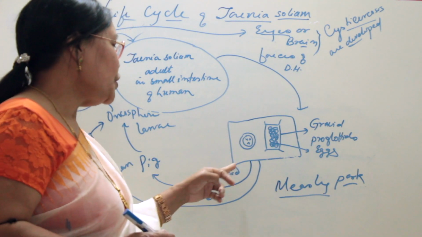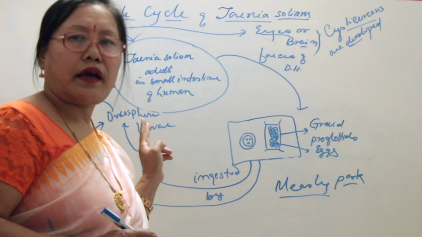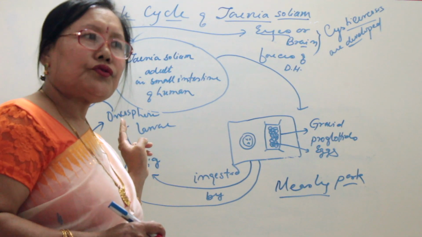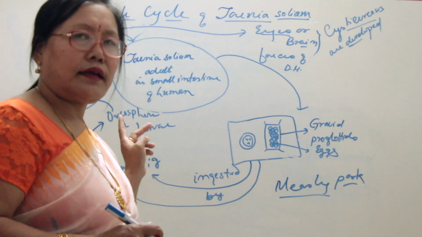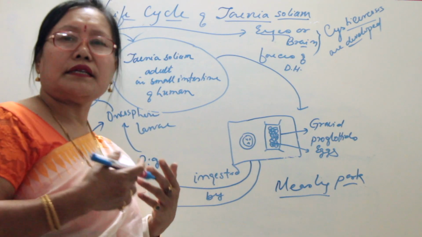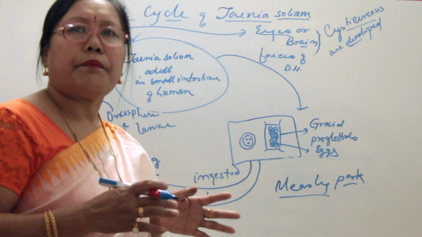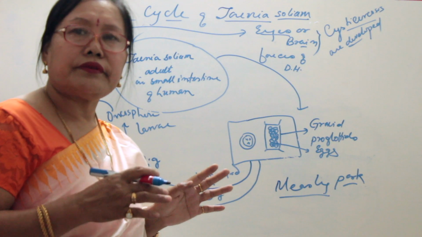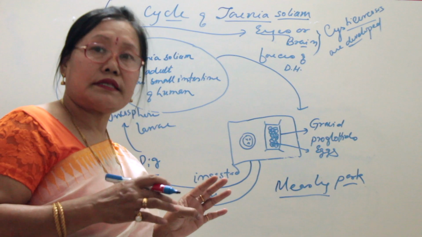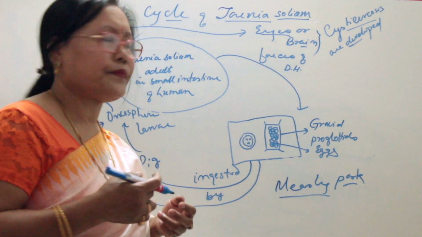So if a human being ingests the egg of Taenia solium, it passes through ingestion to the stomach, then migrates to the blood circulation, and it migrates to different organs. But this larva mainly targets the most important organs, for example, eyes, brain, etc. But it can also be present in the skin.